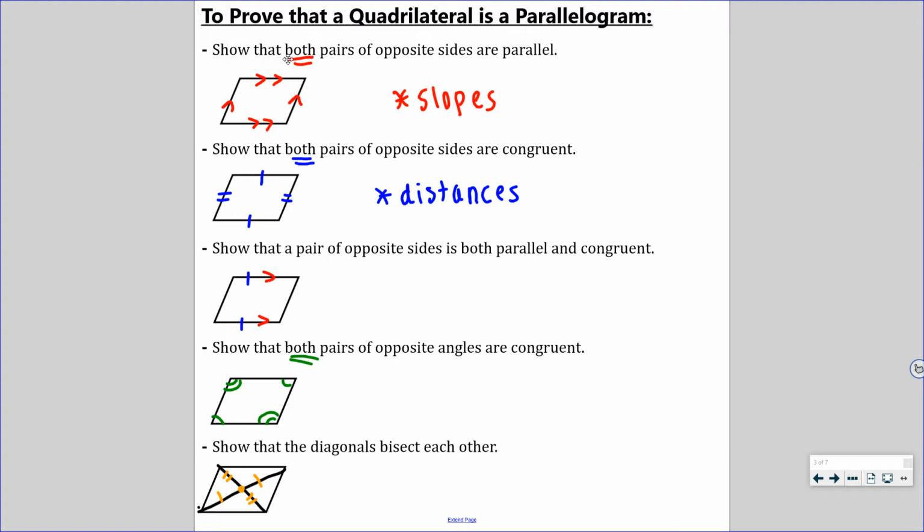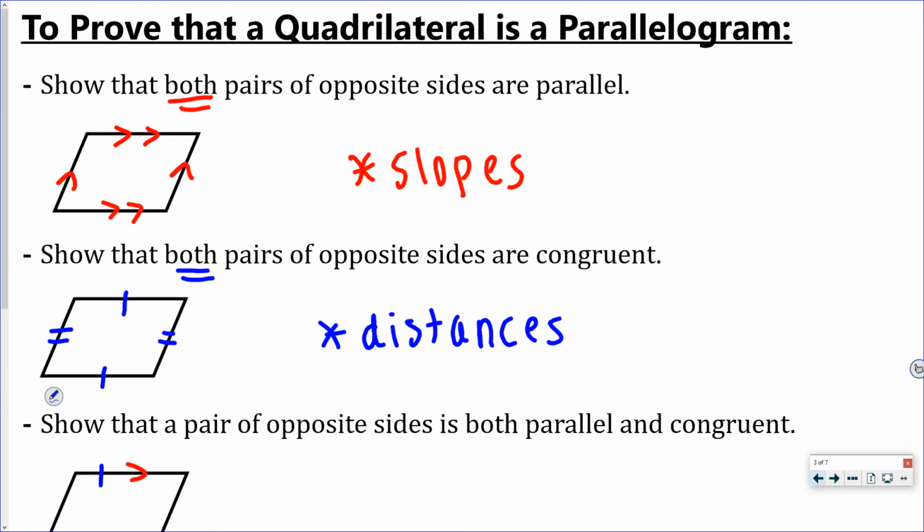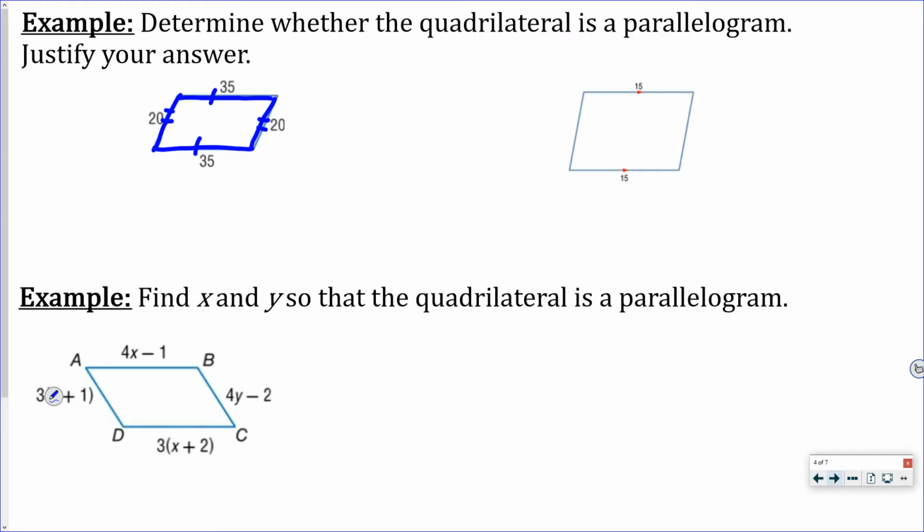Let's try some. Determine whether the quadrilateral is a parallelogram. Justify your answer. So there's no markings on this first picture here. There's no parallel markings. There's no congruent markings, but they're telling me the length. This side's 35. This side's 35. Those are congruent. This side's 20. This side's 20. Those are congruent. Is that enough to justify this as a parallelogram? Yes, by that second criteria. Both pairs of opposite sides are congruent. Yes.